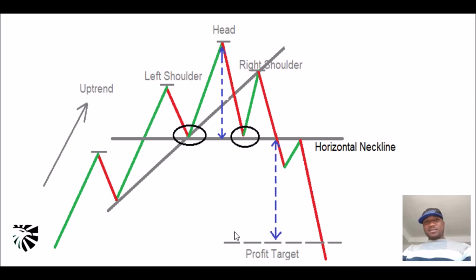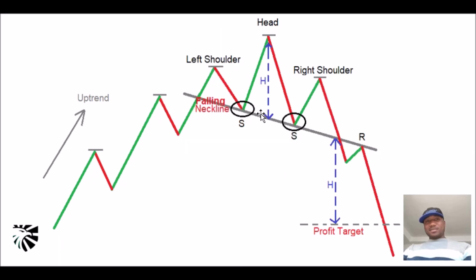So this is how you can place your stop and your profit target, and make money trading the head and shoulders chart pattern. And now the next thing we want to talk about is the falling neckline, how to place your stop loss and take profit from the falling neckline, which I also said I consider to be low risk, high reward ratio.